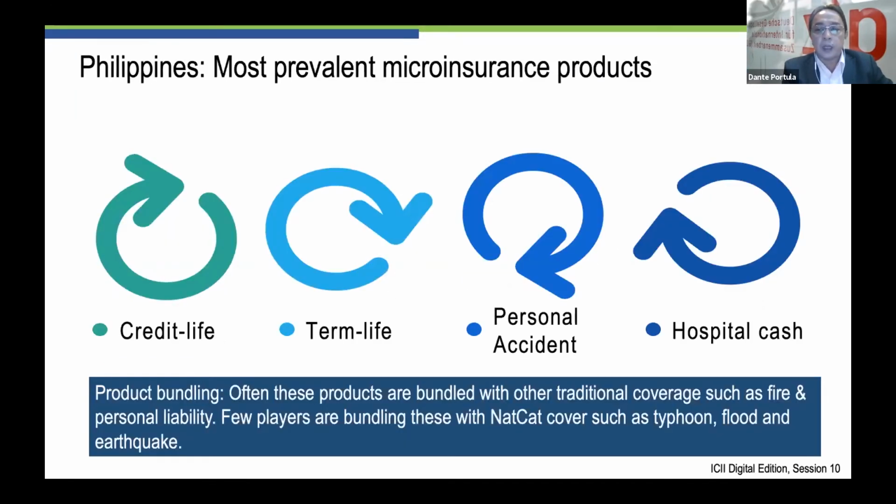Now, this slide is about the most prevalent microinsurance products in the country. You'll see that it's still credit life, term life, personal accident, and hospital cash. This is consistent with the study findings on the landscape of microinsurance in Asia conducted by the Microinsurance Network. It was also discussed during the opening of this conference. Often, these products are bundled with other traditional coverage, such as fire and personal liability. Few players are bundling these products with natural catastrophe cover, such as typhoon, flood, and earthquake.